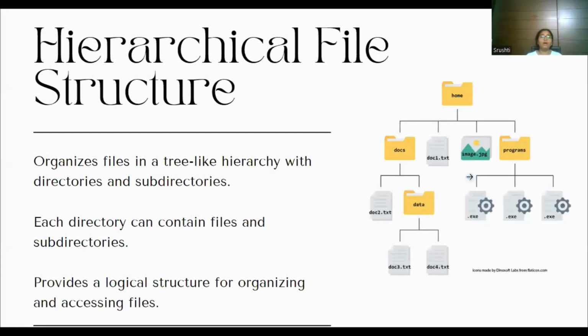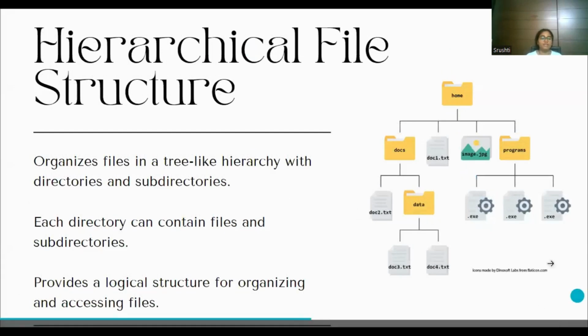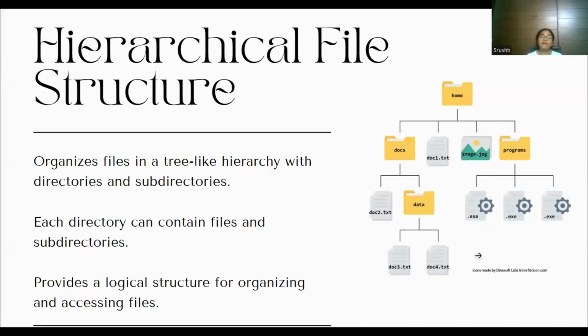Now let's learn about hierarchical file structure. This file structure organizes files in a tree-like hierarchy with directories and subdirectories. Each directory can contain files and subdirectories. It provides a logical structure for organizing and accessing files. Here you can see this is the main directory and it has subdirectories like document, doc1.txt, image, and progress. This docs again has a subdirectory and this data again has a subdirectory. It continues like that until a particular level.